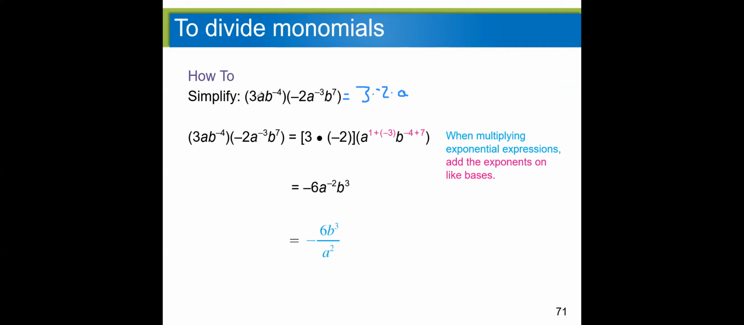I got one A on the left there. I've got A to the -3rd on the right there. And I've got a B to the -4th. I've got a B to the 7th. So I can solve all my numbers. I can solve all my A's. I can solve all my B's. The end result being, hopefully, an answer that makes sense. 3 times -2, that is -6.